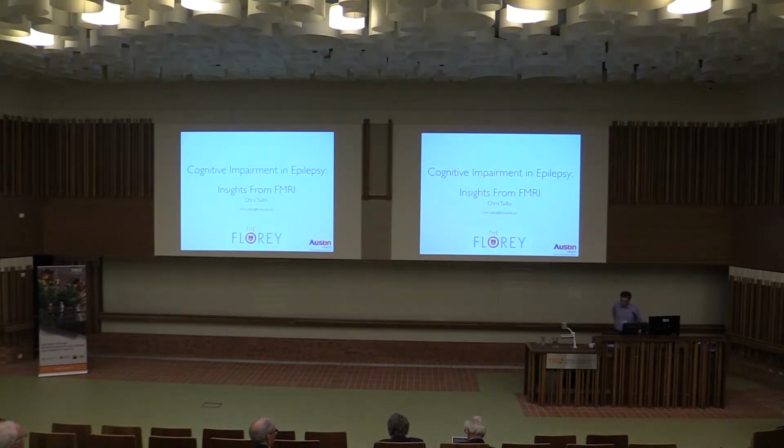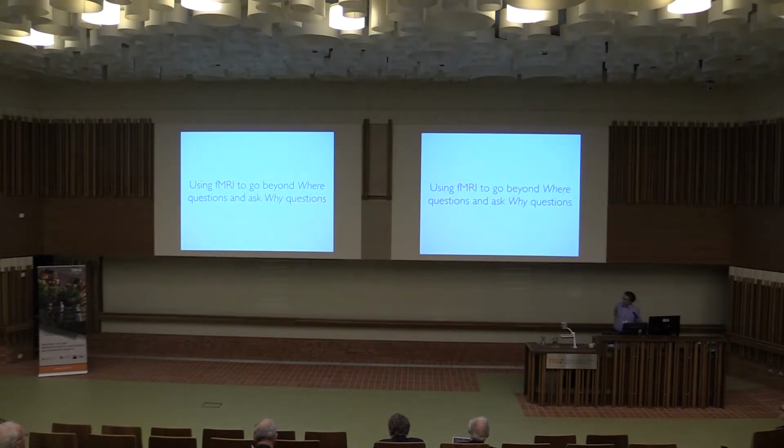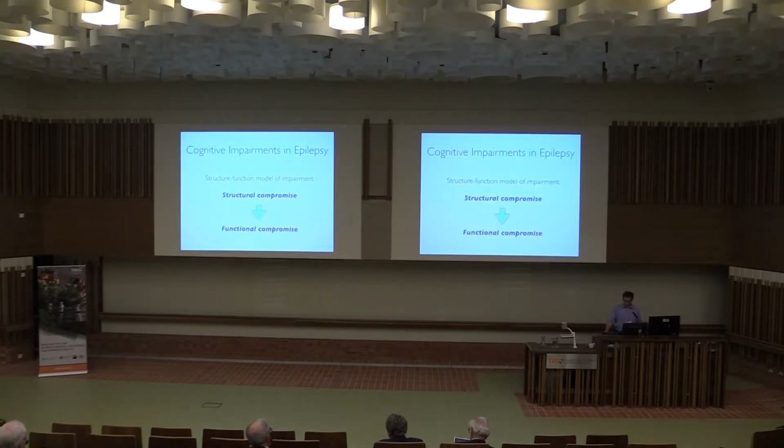Okay, so today I'm going to be talking about some of the work that we've been doing recently using fMRI to understand the possible basis of cognitive impairments in focal epilepsy. An alternative title for my talk might have been using fMRI to go beyond where questions and to start asking why questions. What I mean by this is that fMRI can do more than just show which regions of the brain are involved in a given cognitive process or are active at any given time, but we can use it to ask questions about how different areas of the brain work together in the service of things like cognitive functioning.